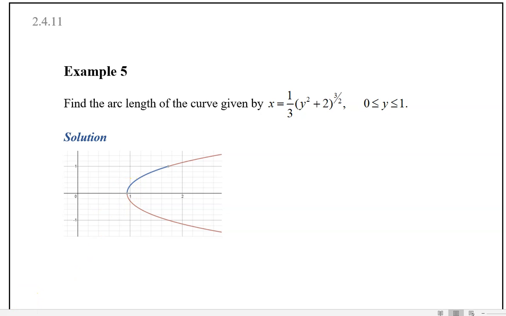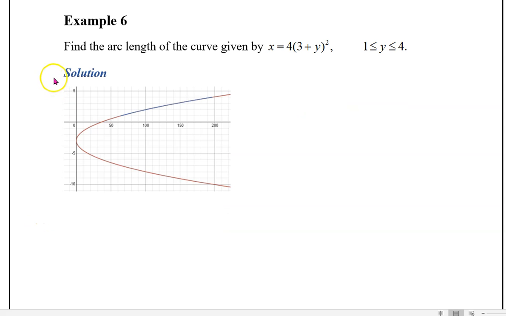It does seem to make sense. Let's take a look now at our last example in this video, example 6. In example 6, we again want to find part of the arc length of a sideways parabola, this time given by x equal 4 times the quantity 3 plus y squared.